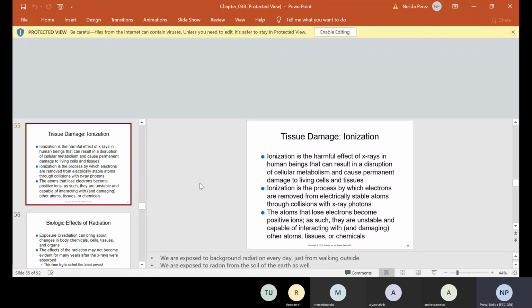As such, they are unstable and capable of interacting with and damaging other atoms, tissues, or chemicals. So we mentioned this earlier today, that we are exposed to background radiation every day, just from walking outside to your car. Okay, my guest mentioned that before. We are exposed to radon from the soil of the earth as well.